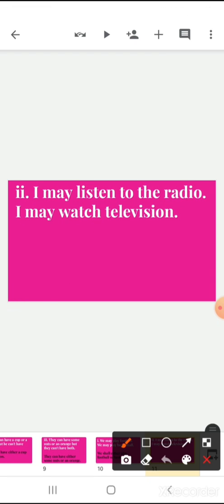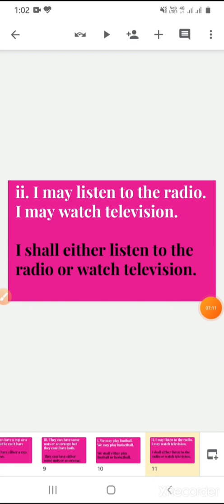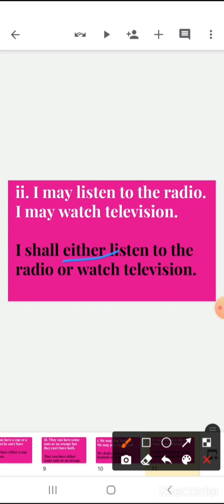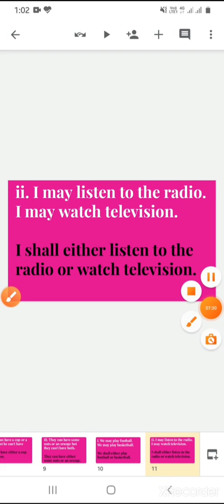I may listen to the radio, I may watch television. Now we will see how we have to rewrite this. So children, how we have to write it? I shall either listen to the radio or watch television. In this way we have to rewrite the sentence.